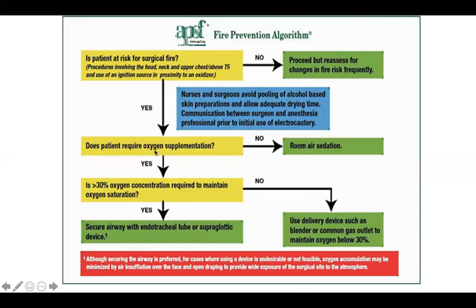Let's move on down here. Does the patient require supplemental oxygen? If they do, thinking about a MAC case, you can see how the oxygen could potentially be dispersed into the surgical field. If it is surgery of the head and neck, it saturates the surgical field given the close proximity. The recommendation here is if you need greater than 30% O2 concentration, you should consider establishing an endotracheal tube or a subglottic device to reduce the amount of oxygen being dispersed into the surgical field.